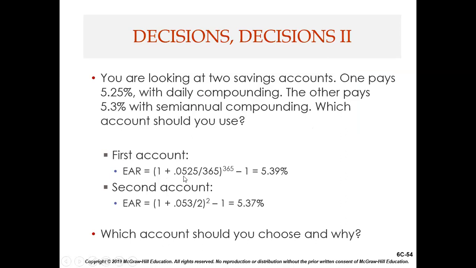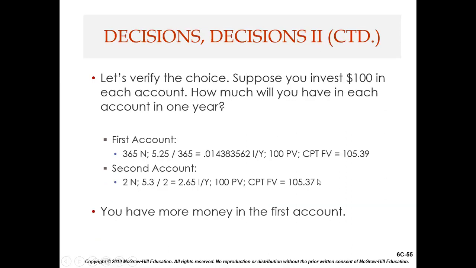1 plus 0.0525 divided by the number of compoundings per year, 365, to the 365th power. So you want to complete the computation within the parentheses first, then raise it to the 365th power, subtract 1, 5.39%. Do the same thing with your second: 1 plus 0.053 divided by the number of compounding periods per year, 2, to the second power, complete that computation, subtract 1, 5.37%. So you would pick the 5.39% one. And this is just showing you verification of that.